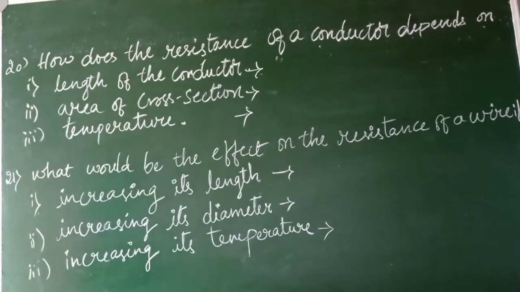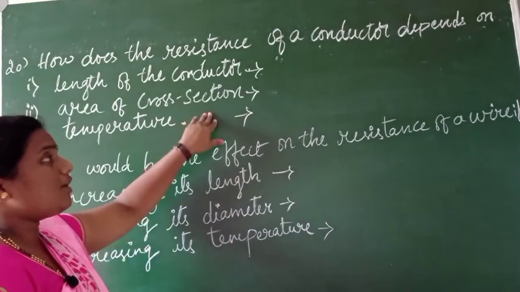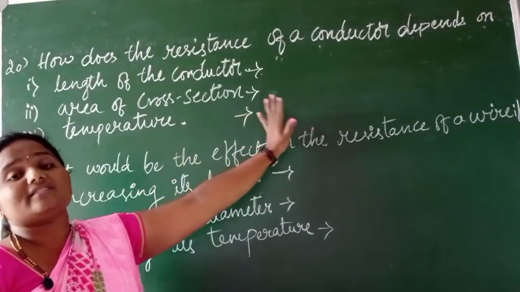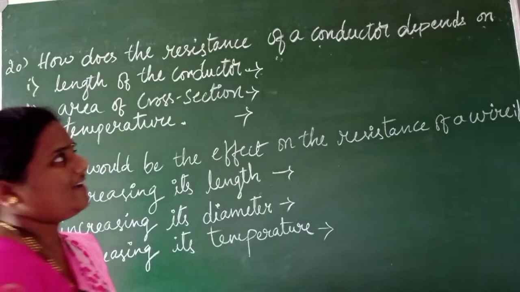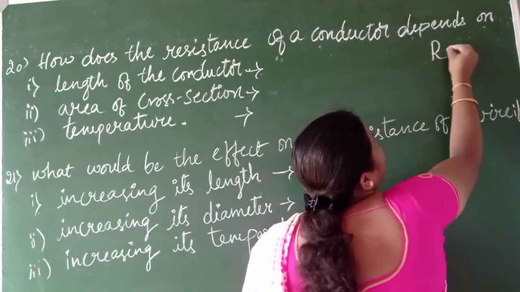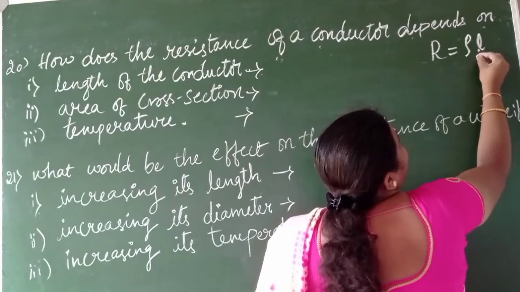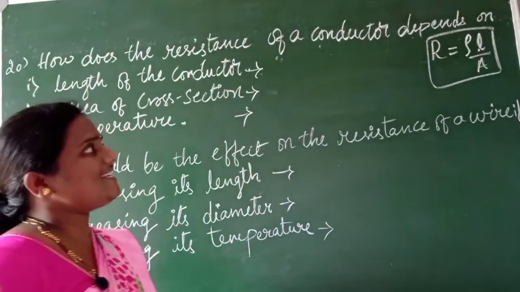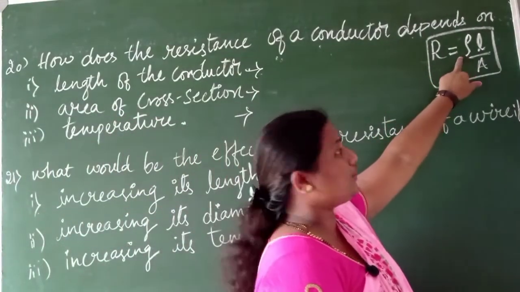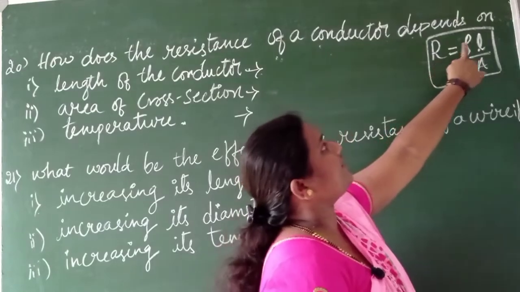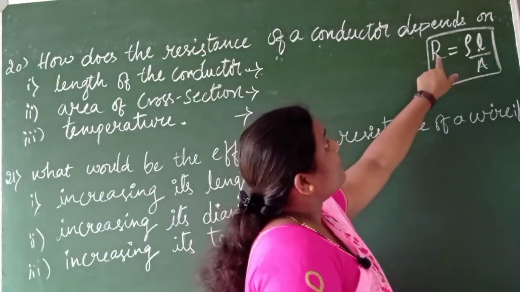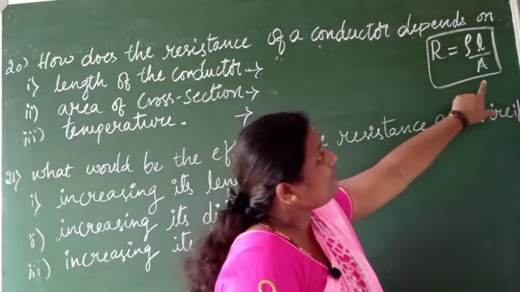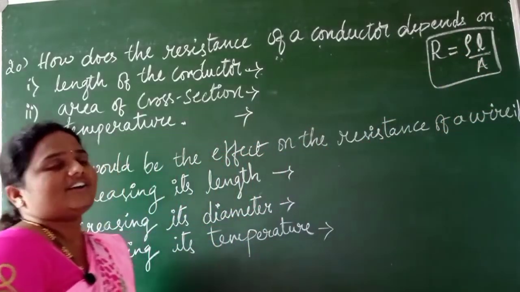How does the resistance of a conductor depend on the length of the conductor, area of cross section, and temperature? Isn't it, children? In order to answer this, you should know on what factors the resistance of the wire is going to depend. Once we recall the formula, R is equal to rho into length divided by A. When we look at this equation, we can say that the resistance of the wire is directly proportional to resistivity, directly proportional to its length, whereas the resistance of the wire is inversely proportional to area of cross section.